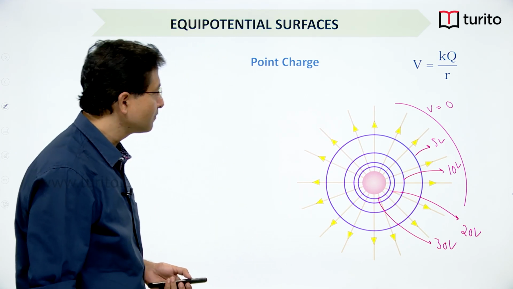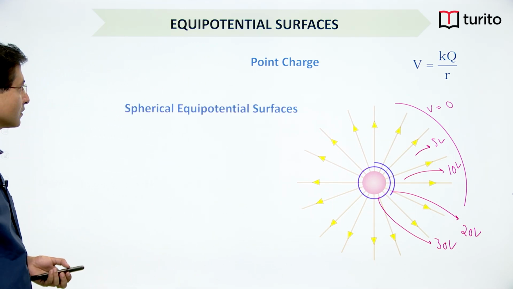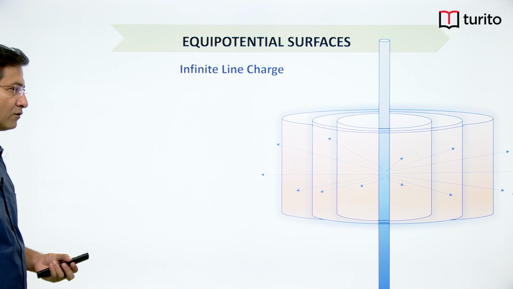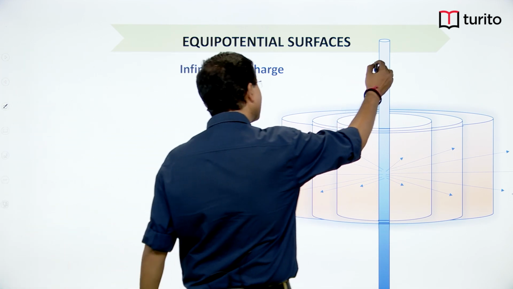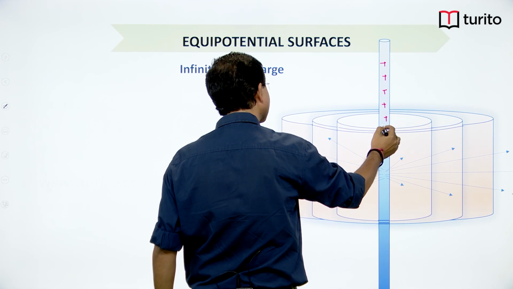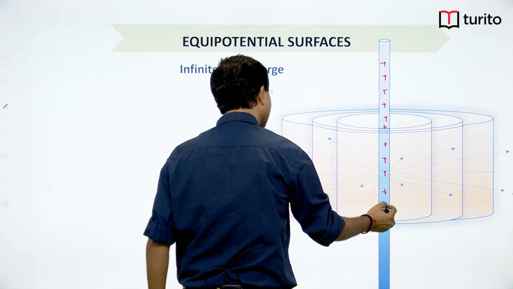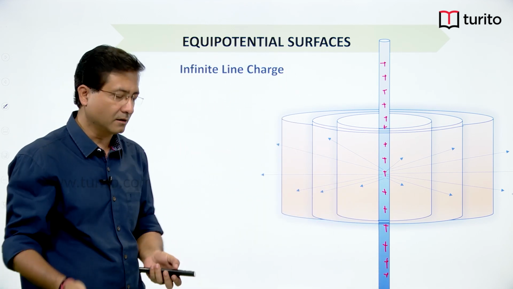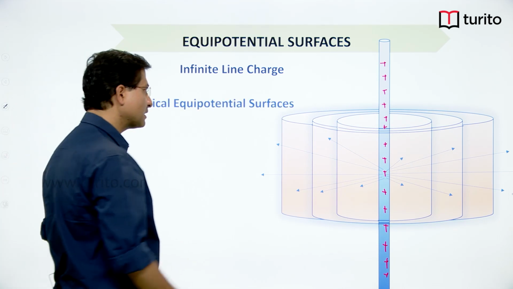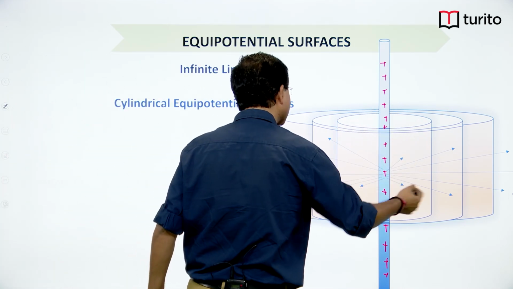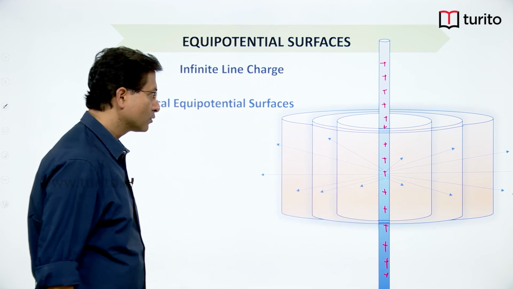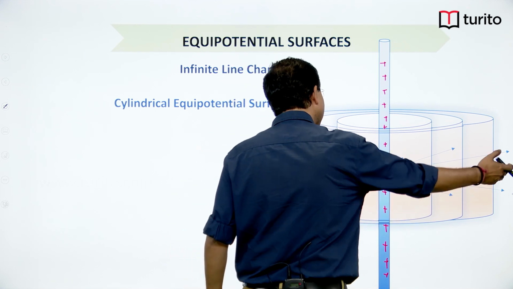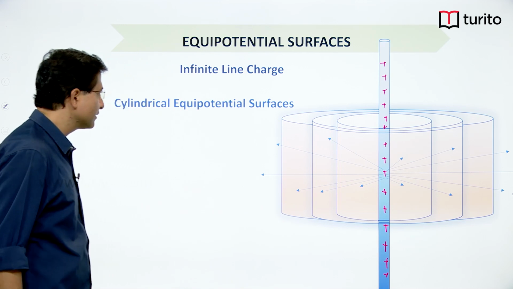This is for point charge. Then we talked about infinite linear charge distribution. If charge is distributed over a line, then equipotential surfaces will be cylindrical, because every point on the cylinder will be at the same distance from the distribution. So, same way if I say this is say 30, this will be 20, like that, it keeps decreasing, right.